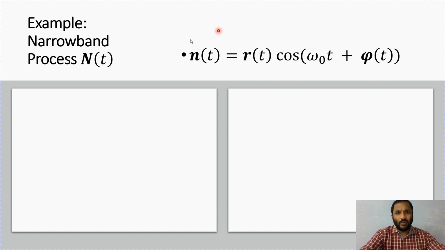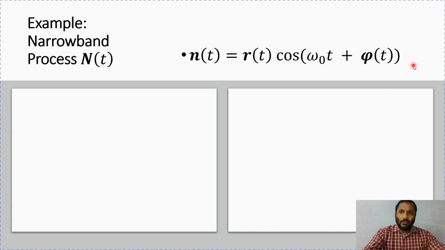So this is a more general form of the amplitude modulated process, or a more general form of the equation that we have seen earlier. Here R is a random variable and phi is a random variable, shown in bold letters. N is also a random variable. For each time, the random variables are decided in this fashion.